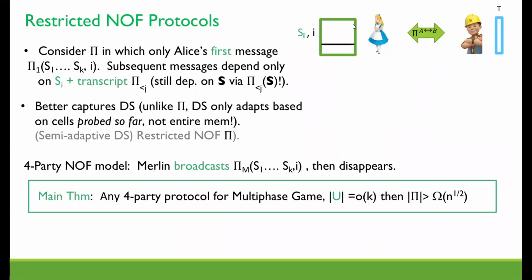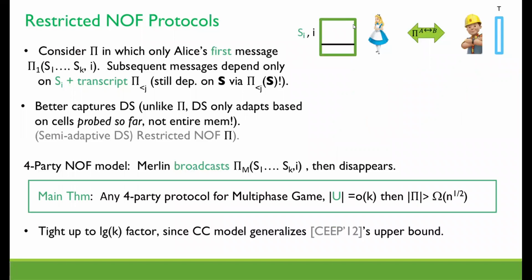Then we show that any four-party protocol for the multiphase game with little advice requires at least square root of n communication between Alice and Bob. And this is again tight up to logarithmic factors, since our communication model generalizes the previous work's upper bound. And then a lower bound on this restricted number-on-forehead protocol implies a semi-adaptive lower bound.